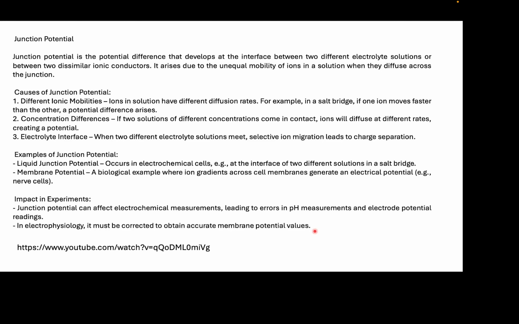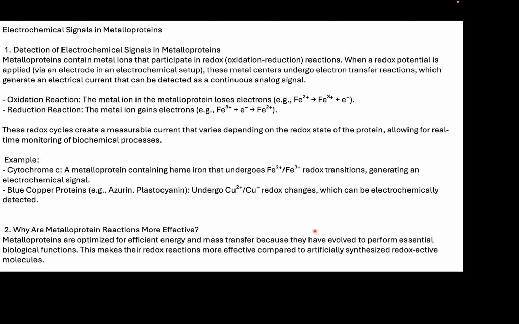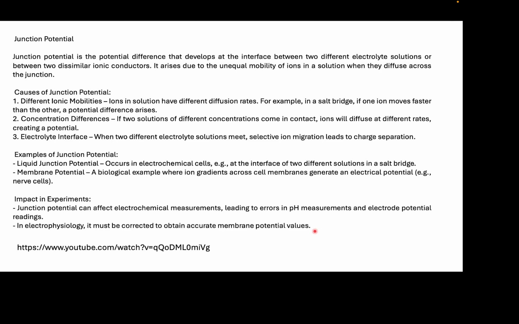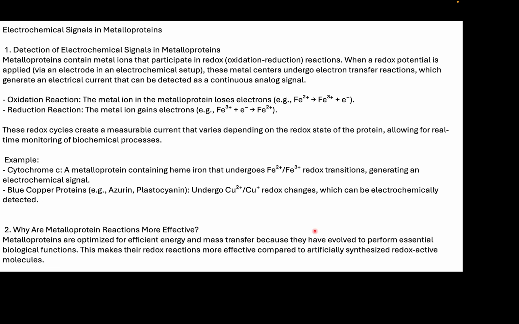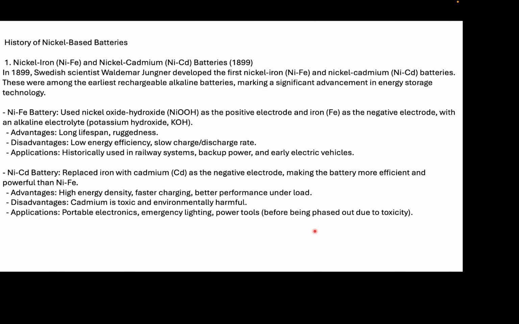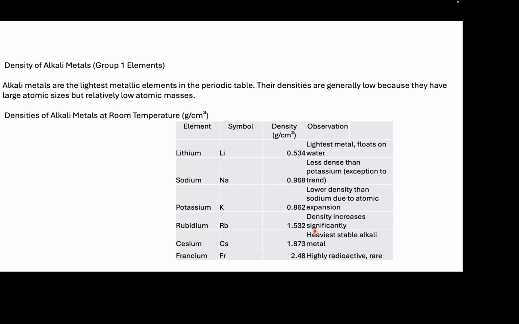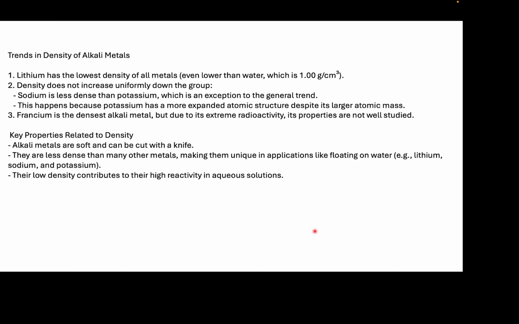These are again some basic topics which we have discussed during the previous weeks. So junction potential we discussed, electrochemical signals in metalloproteins we have discussed, the nickel battery, the history of it, alkali metals, why we use alkali metals in batteries and all.